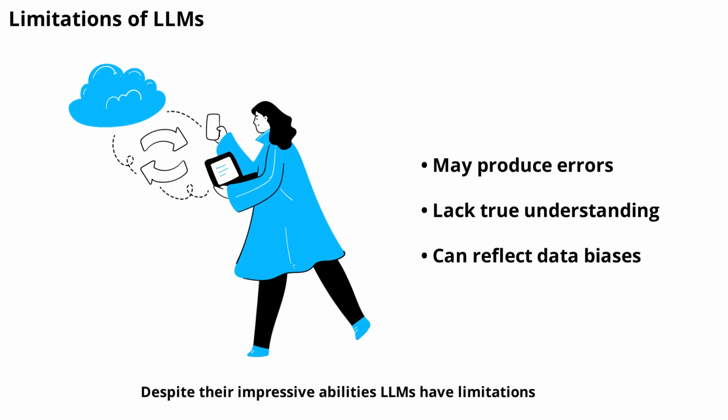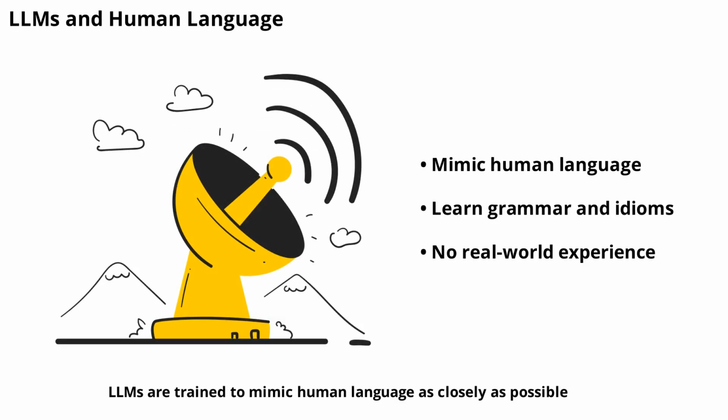Despite their impressive abilities, LLMs have limitations. They can sometimes produce incorrect or nonsensical answers, especially if the input is ambiguous or outside their training data. LLMs don't truly understand language the way humans do. They rely on patterns, not meaning. They can also reflect biases present in their training data, which is an important consideration for developers and users alike. LLMs are trained to mimic human language as closely as possible.